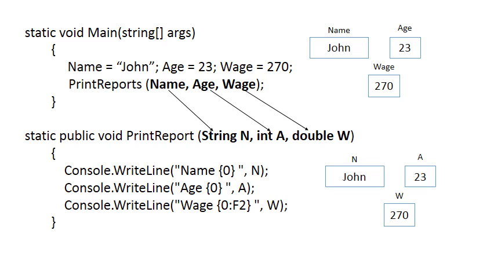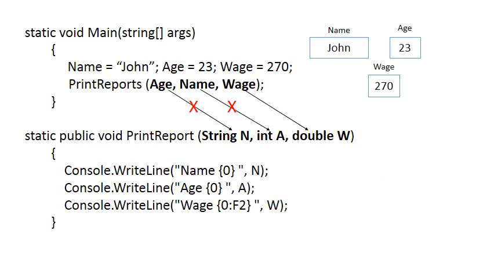So where name is a string, N must be a string. Where age is an int, A must be an int, and where wage is a double, W must be a double. So John, 23 and 270 goes through to print report, and N, A, and W take on the values John, 23 and 270. Notice what happens when we swap age and name around, where we call print report.